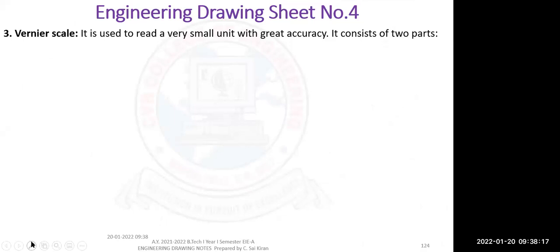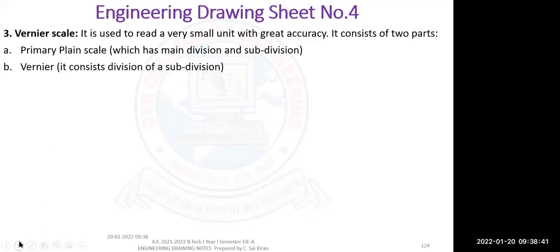So next one is the Vernier scale. If you see the plane scale, you can measure only 2 units. If you see the diagonal scale, you can measure 3 consecutive units. If you use the Vernier scale, also you can measure 3 units, same as the diagonal scale. So plane scale and Vernier scale.